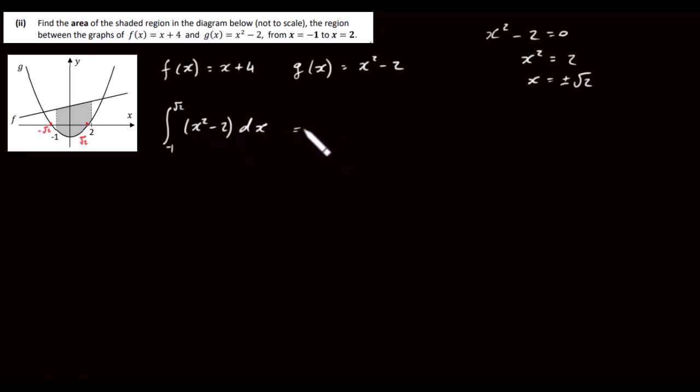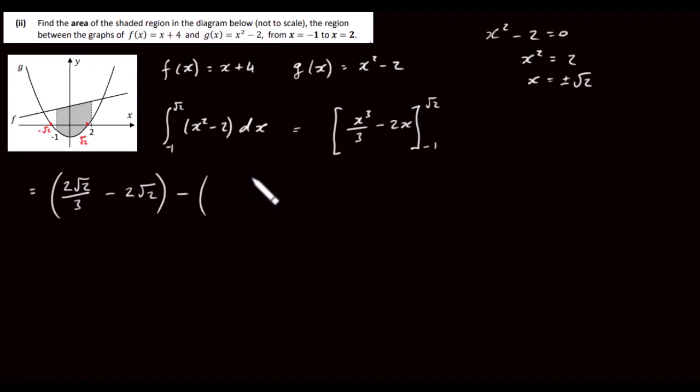Okay, so if I do that, I'll get x cubed over 3 minus 2x, and that's between minus 1 and root 2. So I'll just come down here. That'll give me root 2 cubed on the top here. If I cube root 2, I'll get 2 root 2 over 3. Then I've got to subtract 2 times root 2. Now I've got to put in minus 1. So I've got minus 1 cubed here. That'll be minus 1 over 3. And then I've got to put in a minus 1 here. That'll give me plus 2.